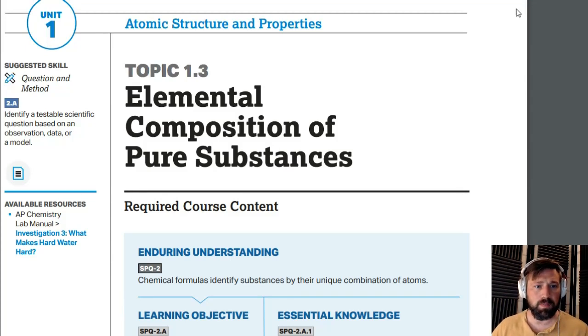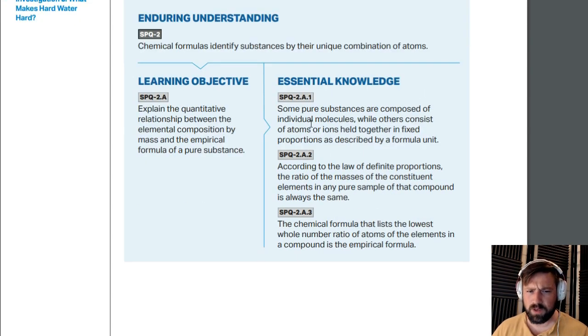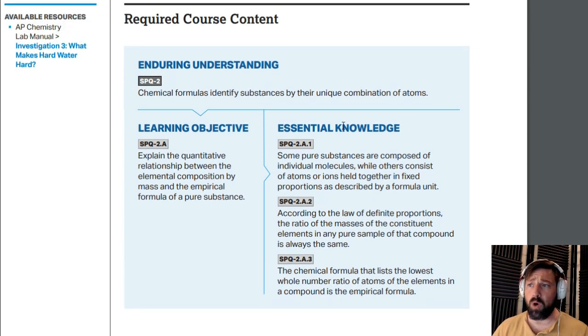We're going to be doing topic 1.3, elemental composition of pure substances. We're going to be looking at what's the difference between a molecule and a formula unit, basically covalent and ionic bonds. And then we're going to be talking a lot about empirical formulas, how you can use these empirical formulas and something like a mass spectrometer to determine if something is a pure substance, and if it's not a pure substance. Okay, so let's do this.